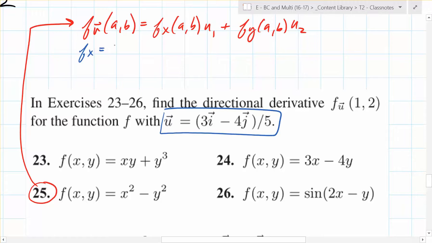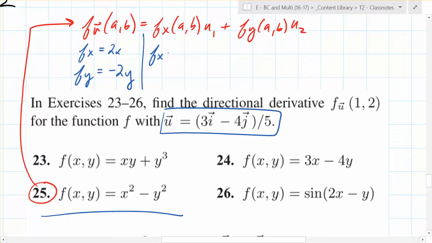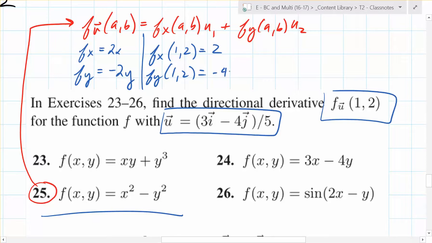So what is f_x equal to on this one? 2x. What's f_y? Negative 2y. So then what point are we dealing with here? 1, 2. What's f_x at 1, 2? 2. And what's f_y at 1, 2? Negative 4. Exactly.